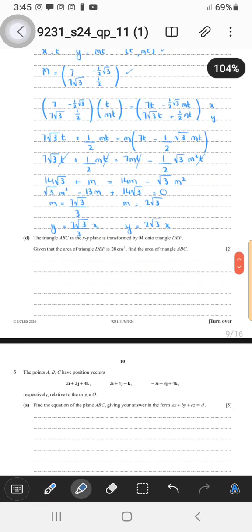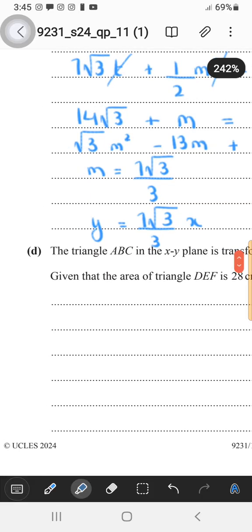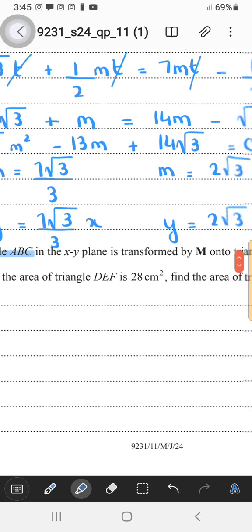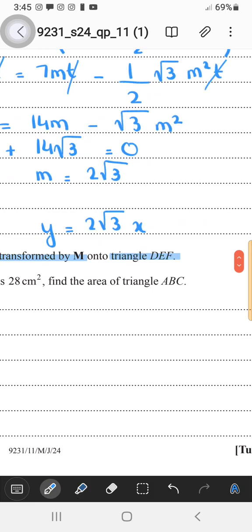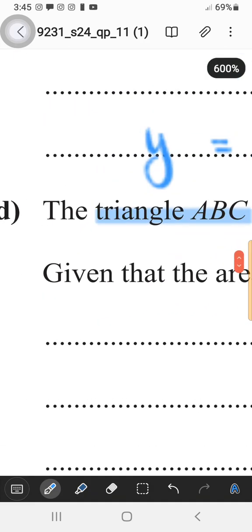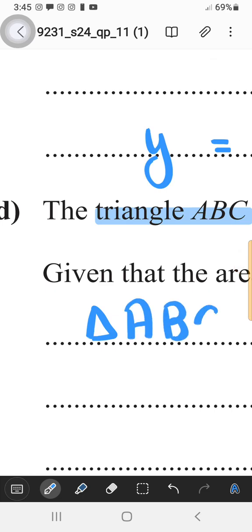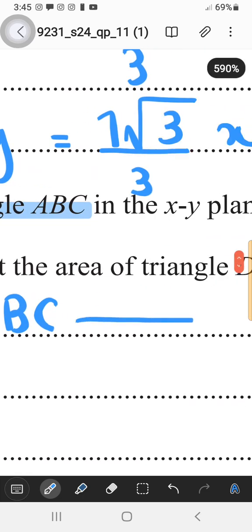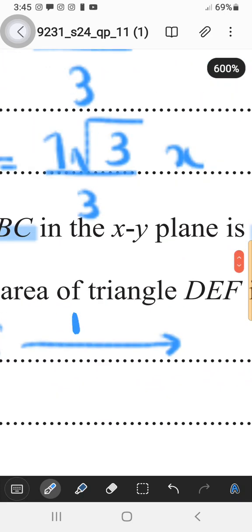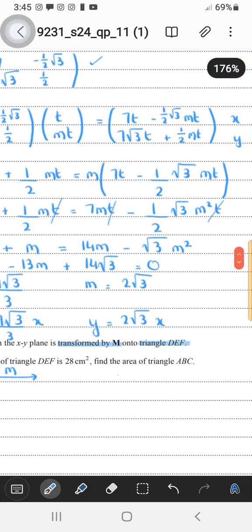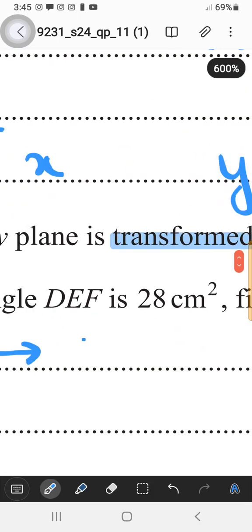Now here is the last part. The triangle ABC in the xy plane is transformed by m onto triangle DEF. Let's write it. Triangle ABC is transformed by m onto triangle DEF. Okay.